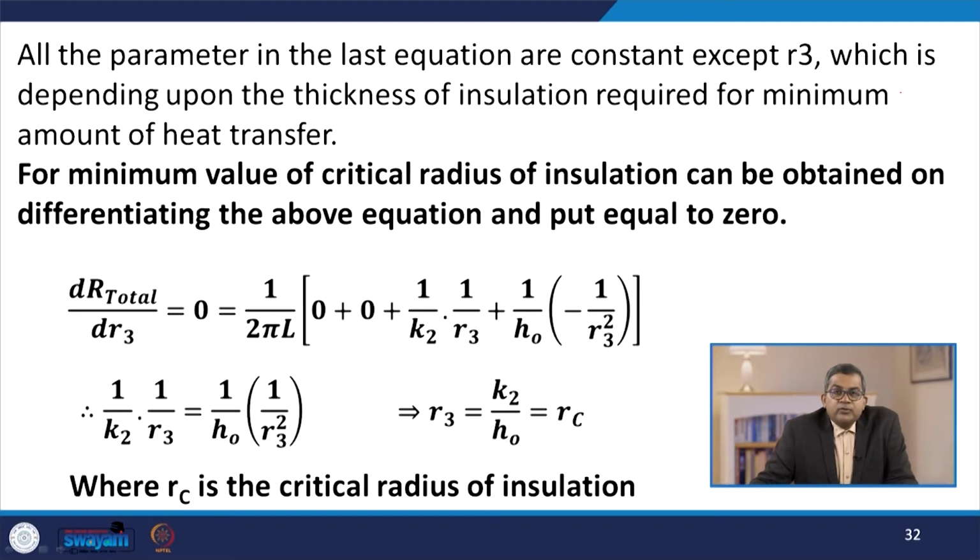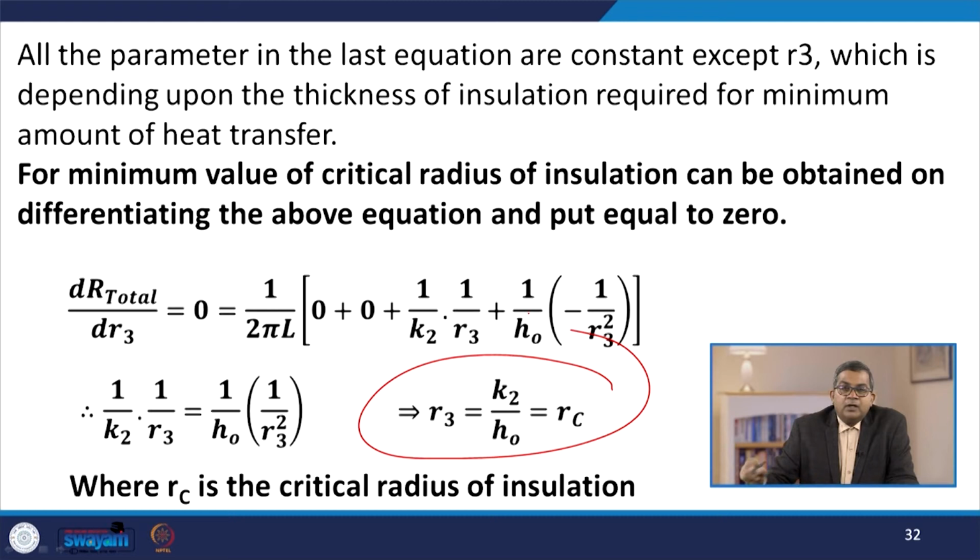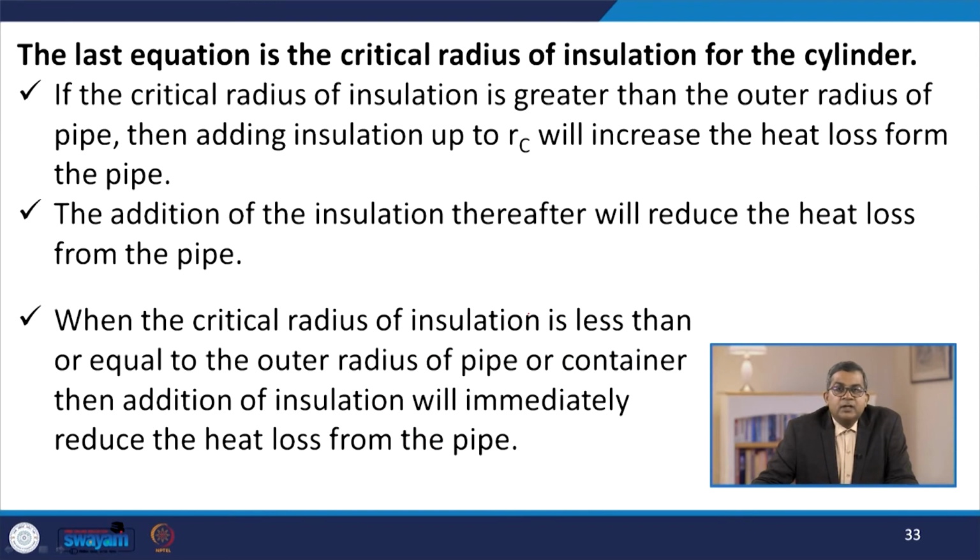For the critical radius of insulation, it can be obtained by differentiating this equation and putting it equal to 0. If we substitute all these things, it becomes R3 is equal to K2 over H naught is equal to RC, where RC is the critical radius of insulation. In this way, you can calculate the critical radius of insulation. The last equation is the critical radius of insulation for the cylinder.